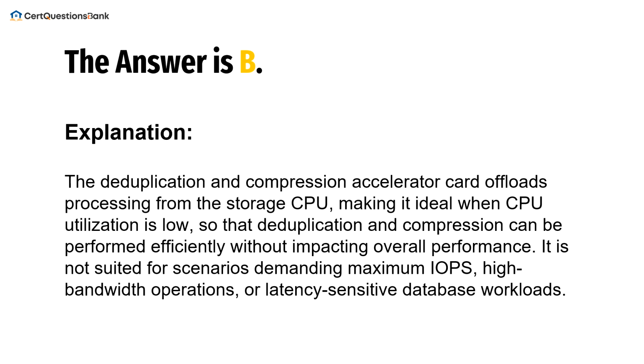The answer is B. The deduplication and compression accelerator card offloads processing from the storage CPU, making it ideal when CPU utilization is low, so that deduplication and compression can be performed efficiently without impacting overall performance. It is not suited for scenarios demanding maximum IOPS, high bandwidth operations, or latency-sensitive database workloads.